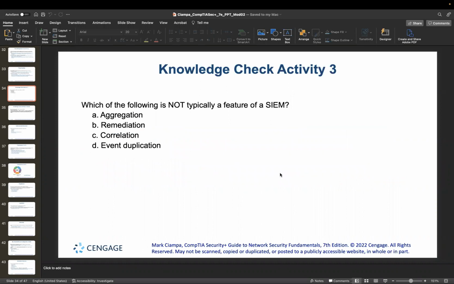Let's do a knowledge check. Can you guys answer this question for me? Which of the following is not typically a feature of a SIEM? Anyone?